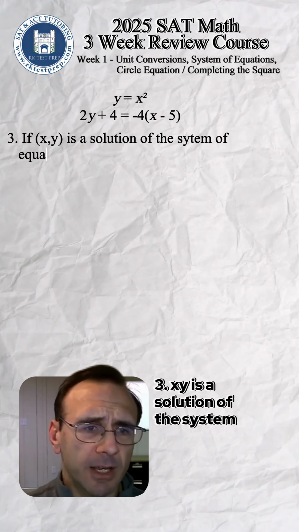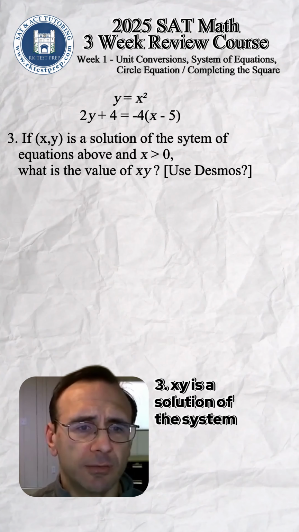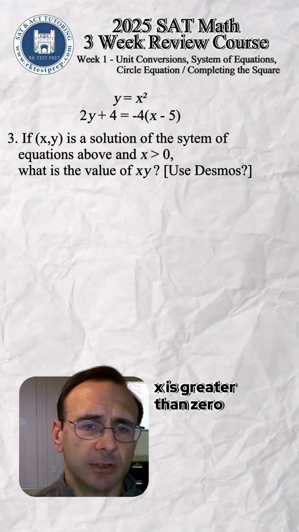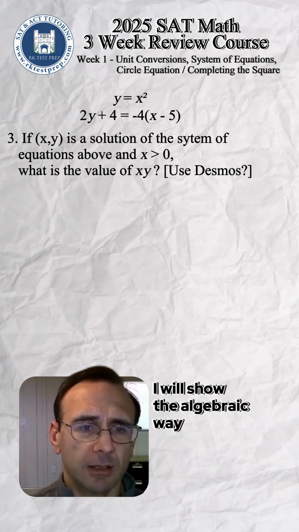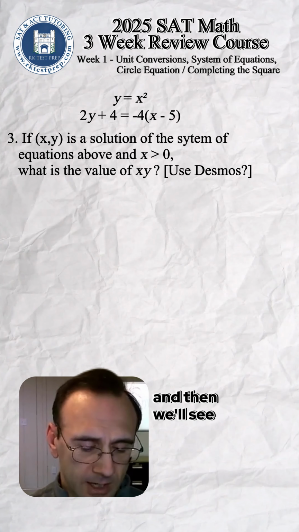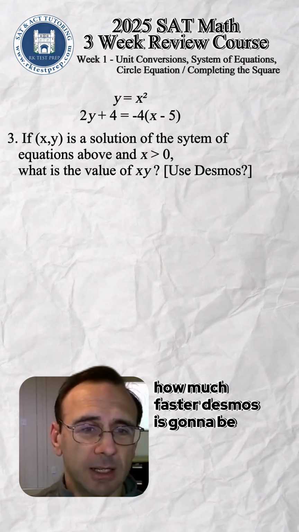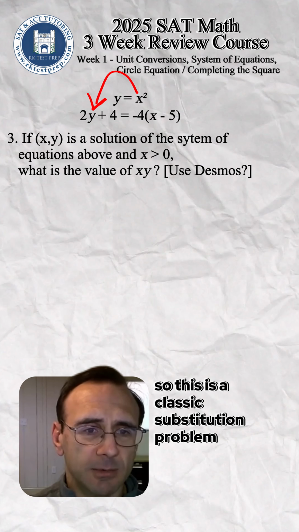As we consider (x, y) as a solution of the system, x is greater than 0, what's the value of xy? I will show the algebraic way, and then we'll see how much faster Desmos is going to be. So this is a classic substitution problem.